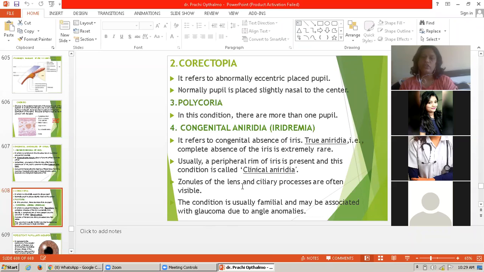The zonules of the lens and the ciliary processes are often visible in such cases, and the condition is usually familial and may be associated with glaucoma due to angle anomalies.